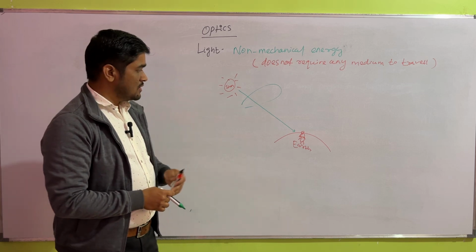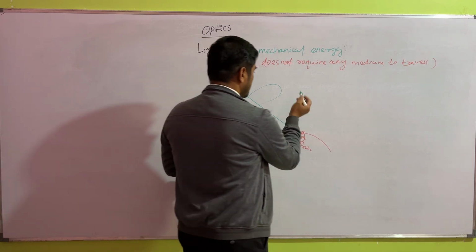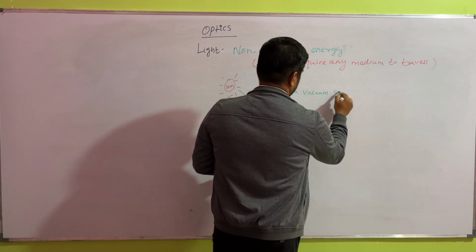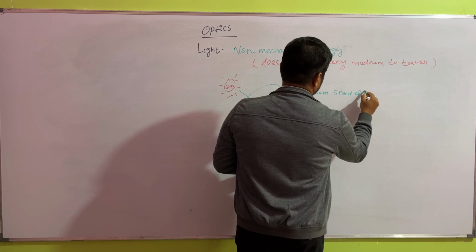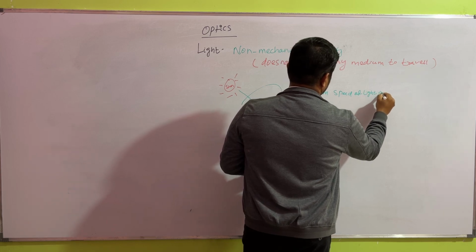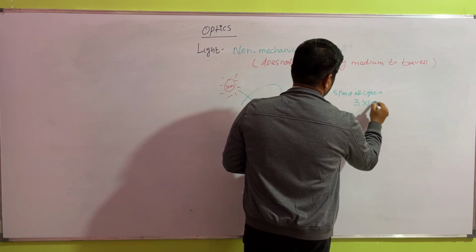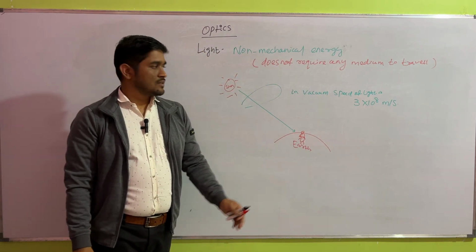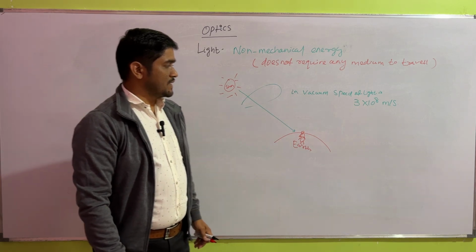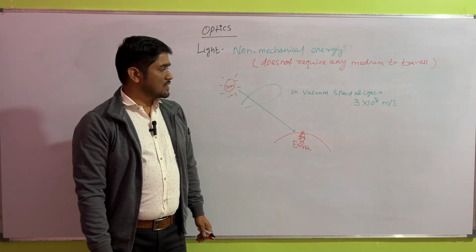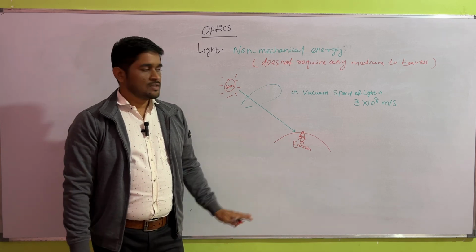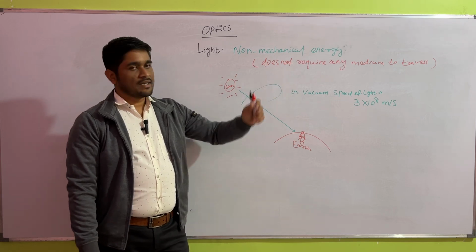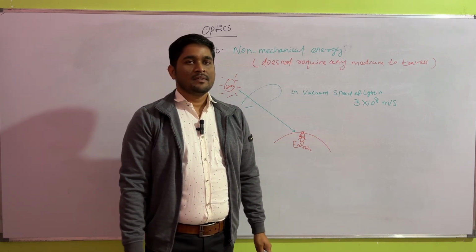And remember, in vacuum, the speed of light is 3 into 10 to the power 8 meter per second. Light can travel with this much speed. Clear? That's why we can say light is a non-mechanical energy. Clear?